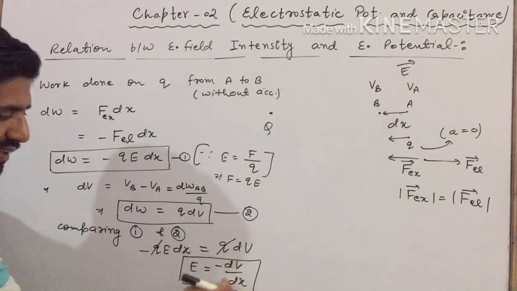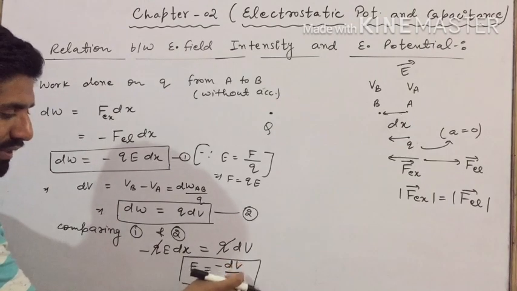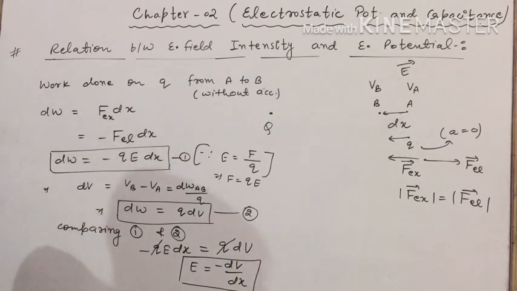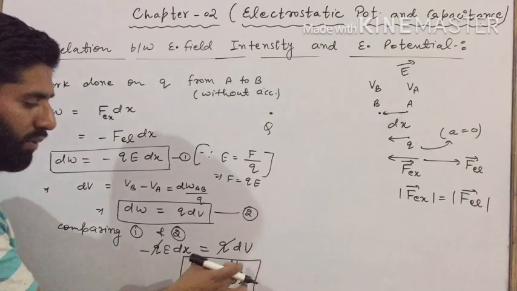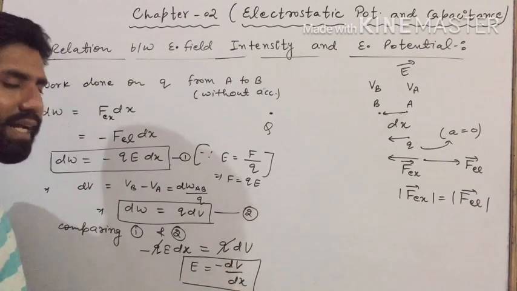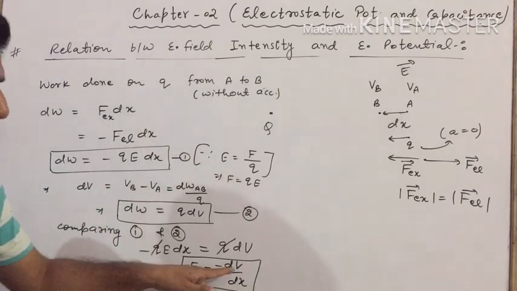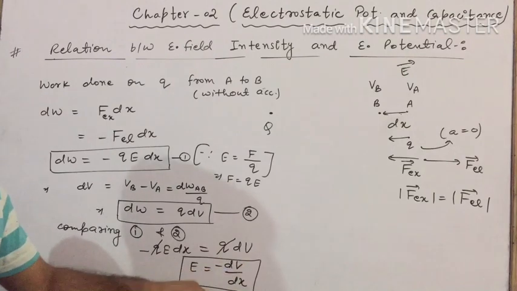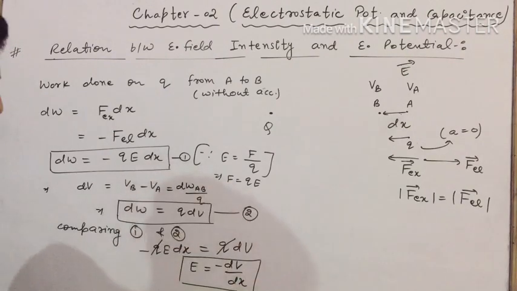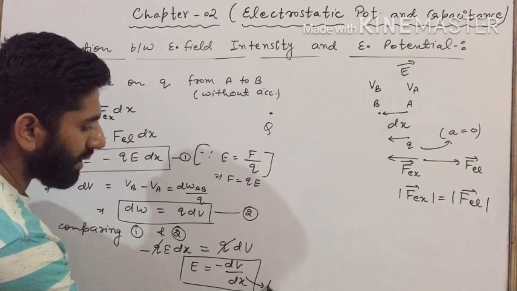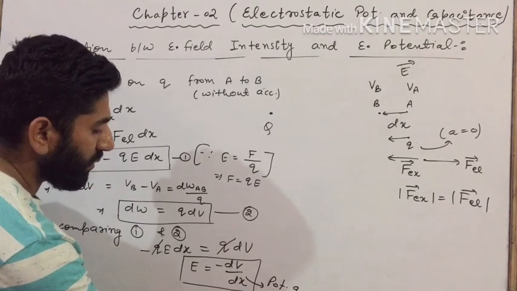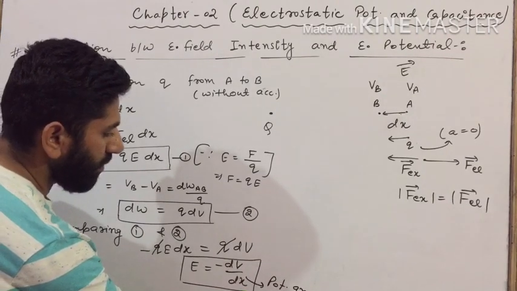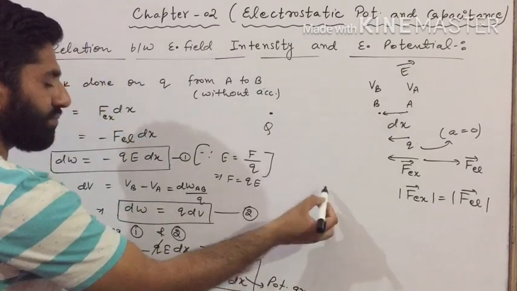This term dV over dx, as you know, if it is dV over dt, we call it rate of change. So it is generally understood as time rate. But it is not dV over dt, it is dV over dx. So it tells us the rate of change of potential with distance. So this term is known as potential gradient.